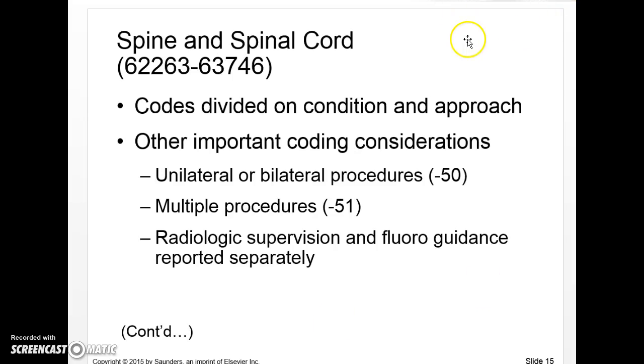Spine and spinal cord codes are divided based on the condition and approach. Other important coding considerations would be whether it's unilateral or bilateral. If bilateral, you would use the modifier 50. For multiple procedures, modifier 51. Those, as you may remember, are procedures performed in the same operative site by the same physician on the same day. Radiologic supervision and fluoro guidance are reported separately.